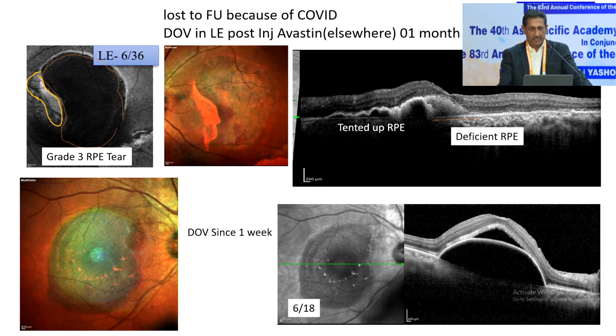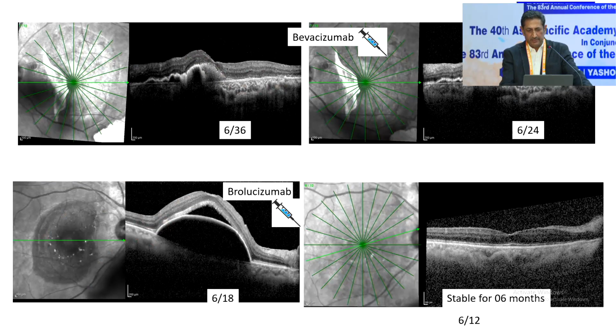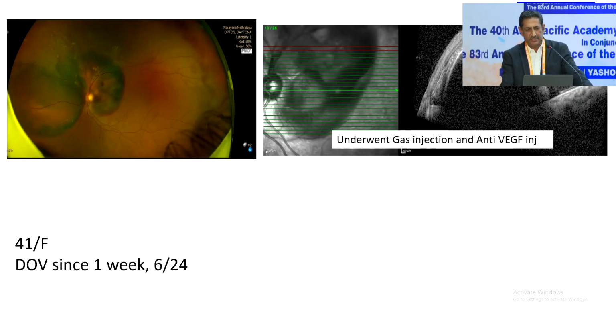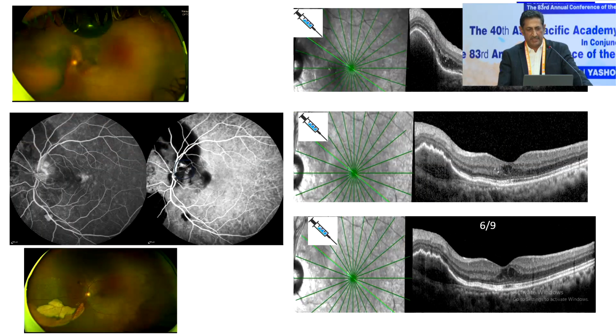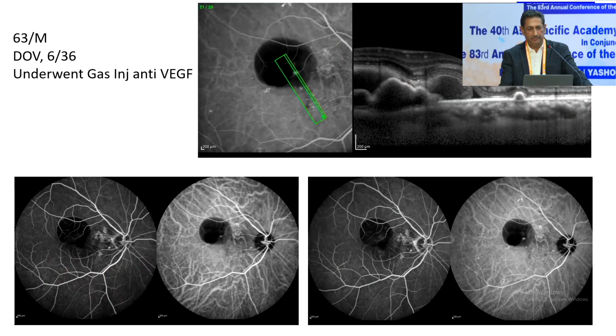And the other eye also had a large PED with fluid, and then we gave brolucizumab, and the patient is doing well. This is another case. You can see there's a large PED with subretinal hemorrhage. The patient underwent pneumatic displacement with anti-VEGF injection. The other thing is that if you see such a large area, around 11 to 20 disc areas of subretinal hemorrhage, there is a higher risk of breakthrough vitreous hemorrhage when you inject gas. So this patient developed breakthrough vitreous hemorrhage, and then I had to take him for surgery, and then the patient did well.